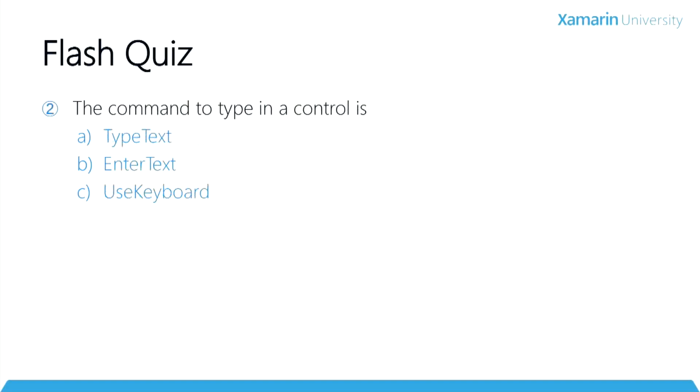Question 2. The command to type in a control is A, type text, B, enter text, C, use keyboard. We'll use the enter text method, which hangs off the IApp interface, in order to enter text in the control on the screen.